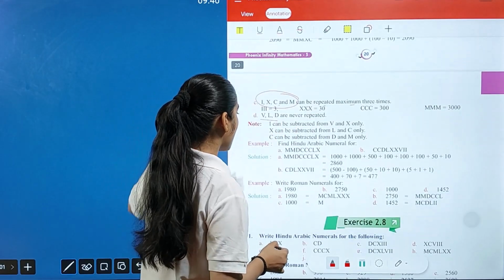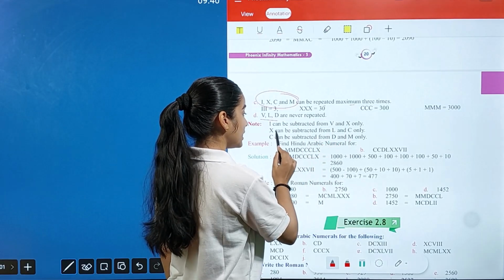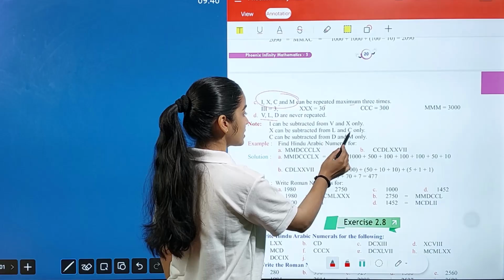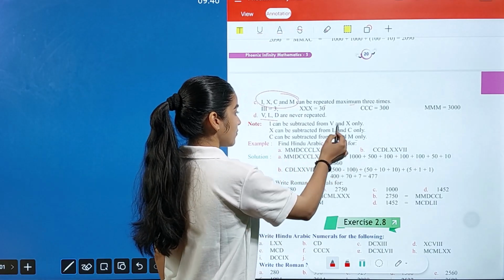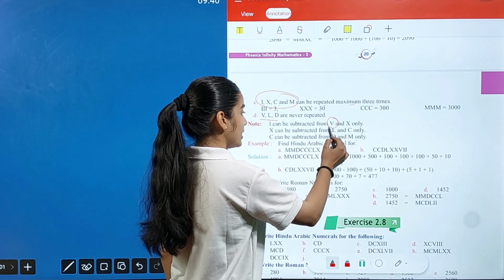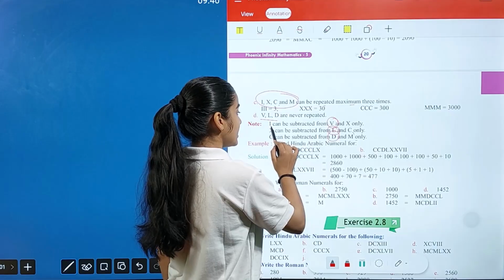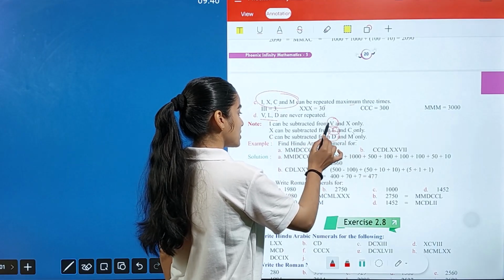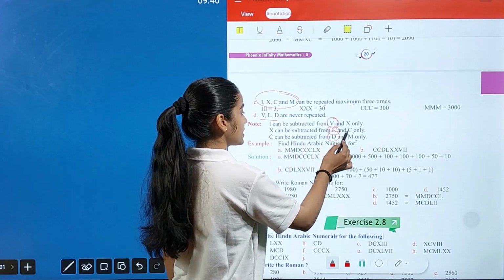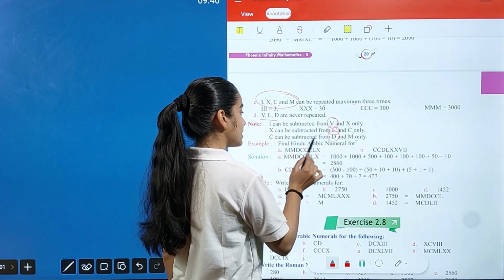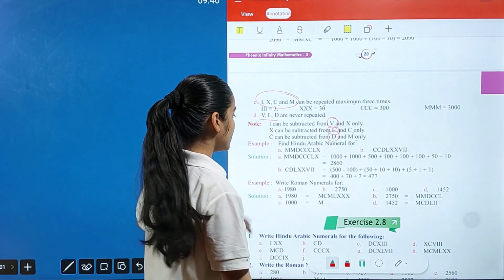Now, I can be subtracted from 5 and 10 only. 10 can be subtracted from L and C only. And C can be subtracted from D and M only. 5 is smaller than 10. L is smaller than C. And I is smaller than V and 10, so it can be subtracted from V and 10. X is smaller than L and C, so it can be subtracted from L and C, and C is smaller than D and M, so it can be subtracted from D and M.